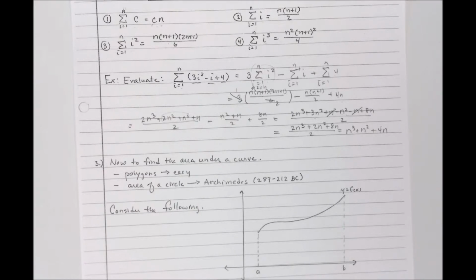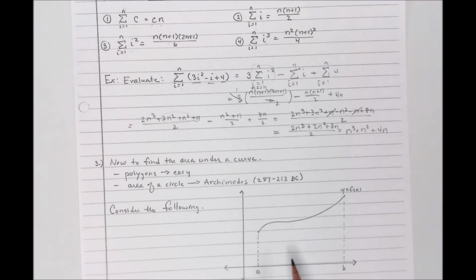And of course, this is back 287. He lived 287 minus 212 BC, so that's back a ways, well over 2,000 years ago. And he was able to use a limit of an inscribed polygon by adding more and more sides, so you got a better approximation. Now we're going to kind of use his approach, and we're going to find the area.